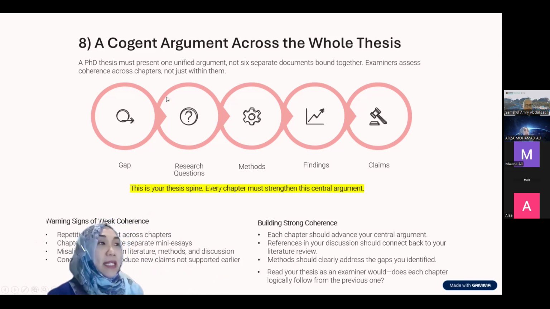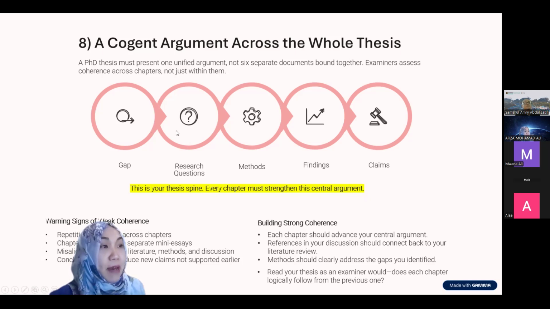Now, a PhD thesis must present one unified argument, not separate documents. Okay, this one you know. Examiners assess the coherence across chapters and not individual chapters. Okay, so this is your thesis spine. Every chapter must strengthen the central argument.